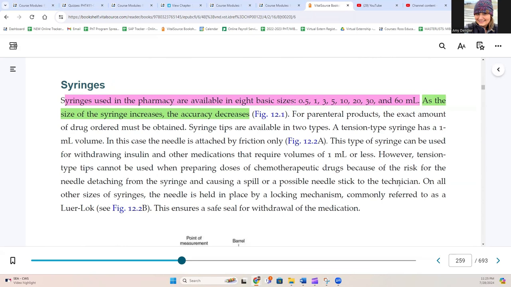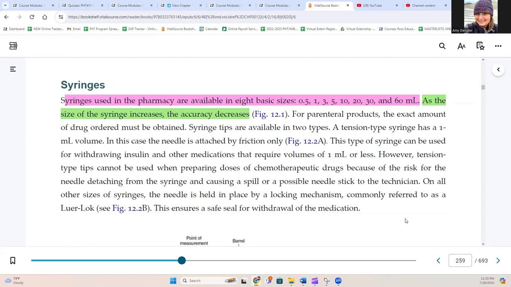Syringe tips are available in 2 types. A tension type syringe has a 1 ml volume. In this case, the needle is attached by friction only. This type of syringe can be used for withdrawing insulin and other medications that require volumes of 1 ml or less. However, tension type tips cannot be used when preparing doses of chemotherapeutic drugs because of the risk for the needle detaching from the syringe and causing a spill or a possible needle stick to the technician.